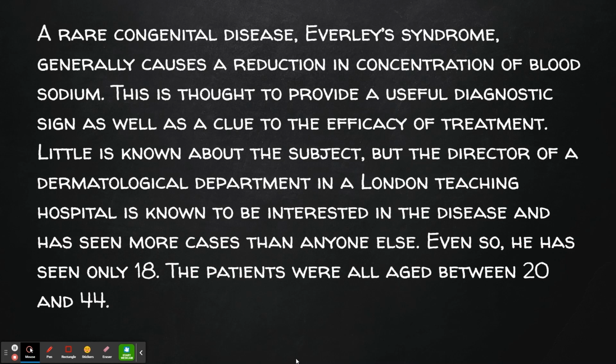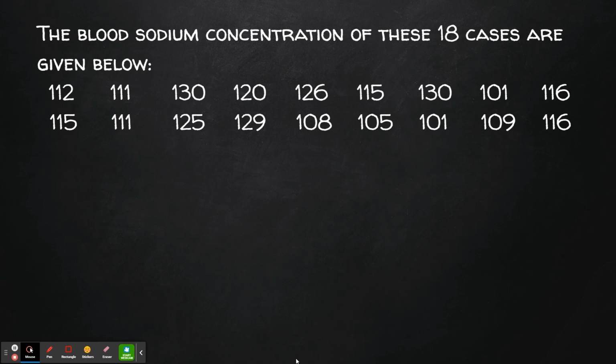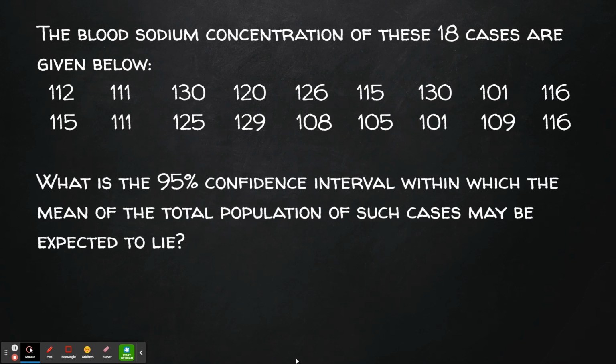Little is known about the subject, but the director of a dermatological department in a London teaching hospital is known to be interested in the disease and has seen more cases than anyone else. Even so, he has only seen 18. The patients were all aged between 20 and 44. Now we have here listed the blood sodium concentration of these 18 cases, and we are asked to construct a 95% confidence interval for the mean sodium concentration.